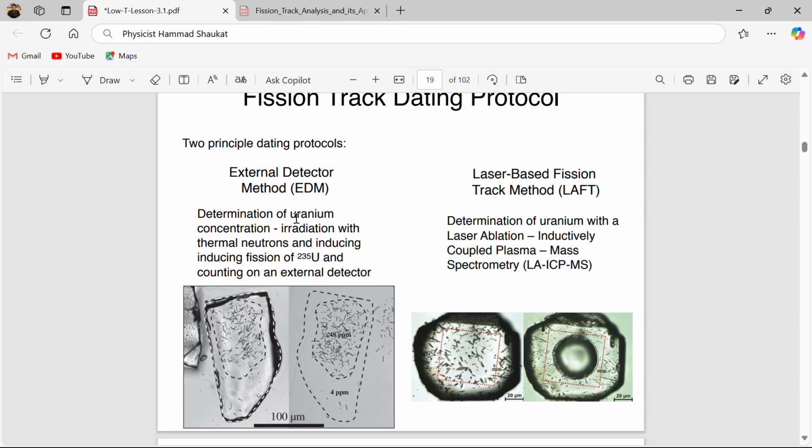Okay, so we are going to use an external detector for counting the induced fission of uranium-235, counting on the thermal detector. The other method is the laser-based fission track method, so-called LAFT, which is for the determination of uranium with laser ablation inductively coupled plasma mass spectrometry, LA-ICP-MS. These are the two principal protocols of fission track dating.